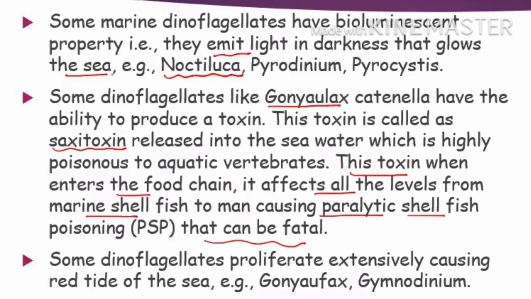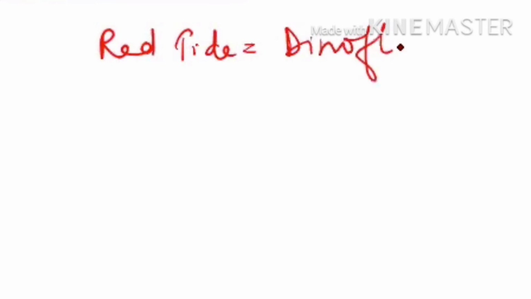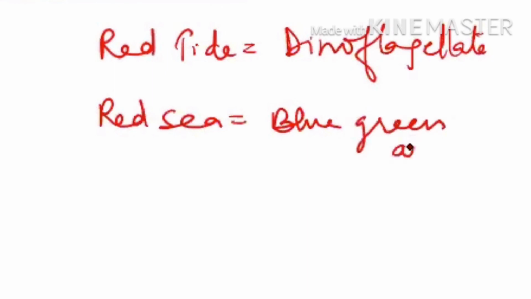Now, starting we have seen that they are having different types of pigments in their cell wall. So one dinoflagellate is responsible for red tide, that is known as Gonyaulax. So Gonyaulax is the one which is responsible for red tide. It is causing the red tide of the sea. Now see here the difference between the red tide and red sea. Red tide is because of the dinoflagellate, and red sea is because of blue-green algae. Please remember this. This is actually very important according to the competitive point.